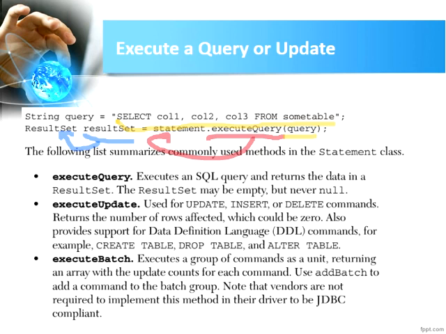So in our case, the ResultSet represents the response of the query select column1, column2, column3 from some table. If we want to modify a table, for example, to insert some data in this table, we will use not the executeQuery method, but executeUpdate. Any questions about this slide?